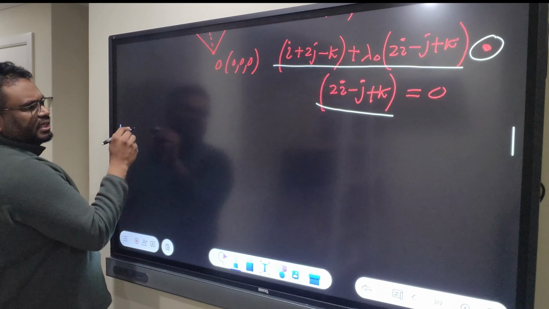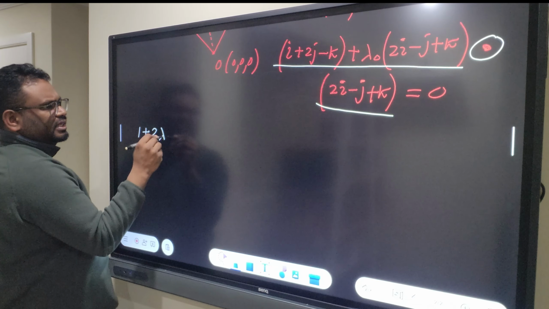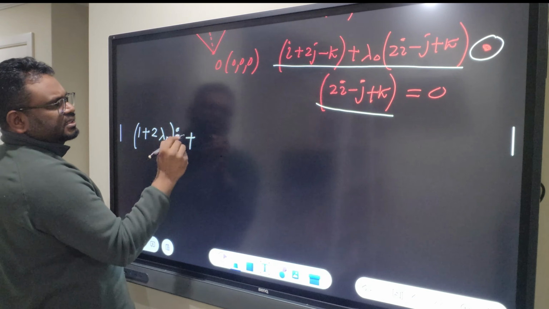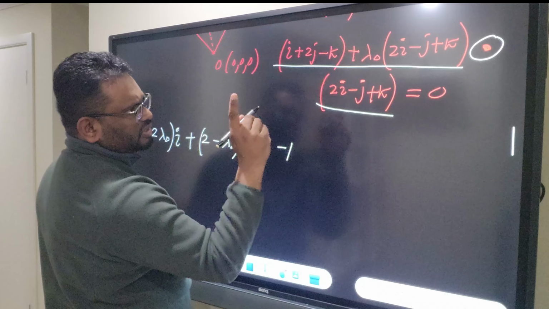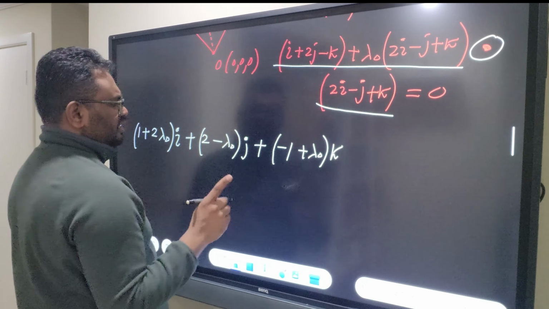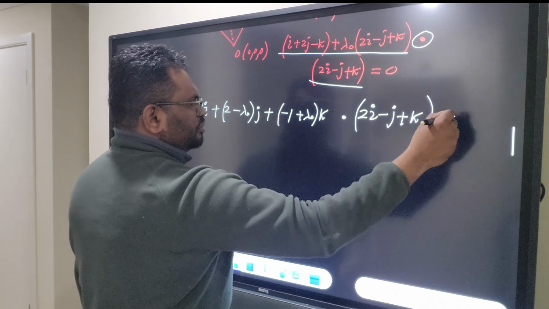So what we can do from there, I'm going to club all the i components here. So it's going to be 2 lambda 0, and that is i, plus the j component, which is going to be 2 minus lambda 0, and that is j, plus the k component, which is going to be minus 1 plus lambda 0, and that is k. I'm going to dot these with this guy, 2i minus j plus k, and that should be 0.